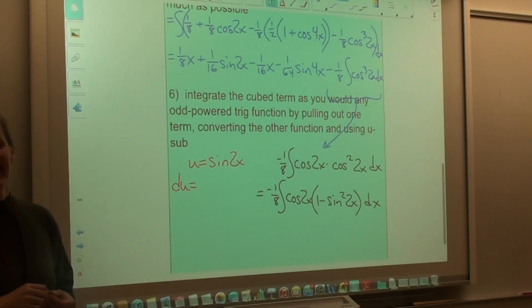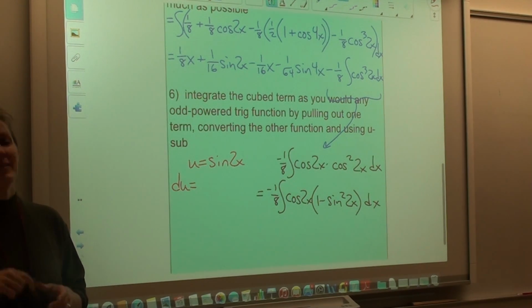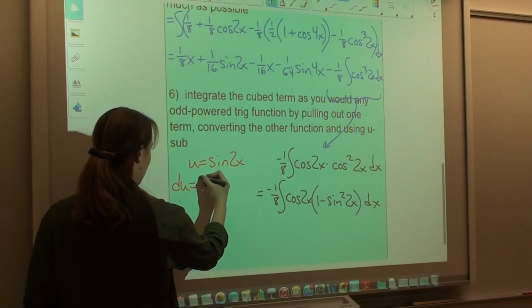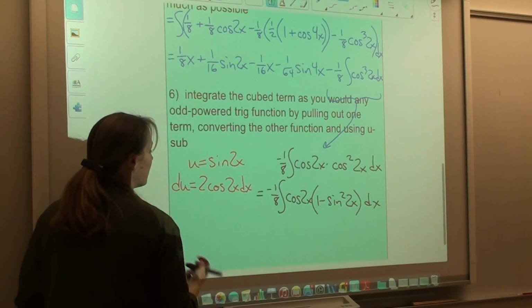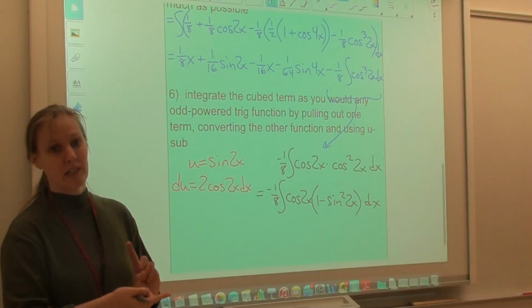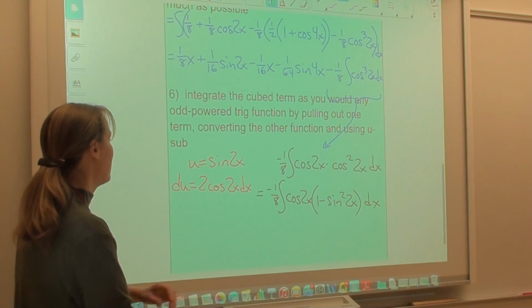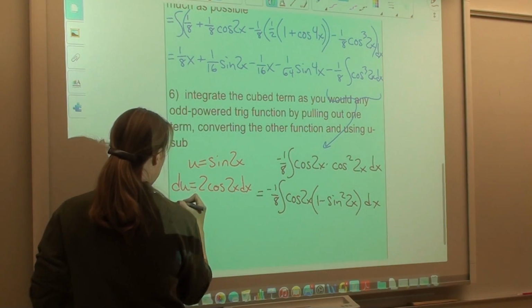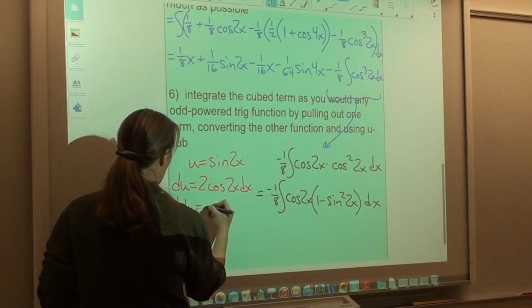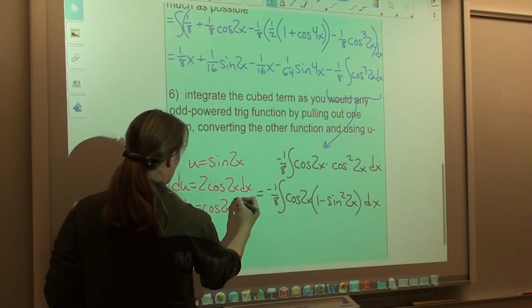No, that's antiderivative. Let's go derivative. Oh, it's 2 cosine. Beautiful. I know. When you're doing both back and forth in one problem, it's really easy to get them mixed up. All right, so my du is 2 cosine 2x. So 1/2 du equals cosine 2x.